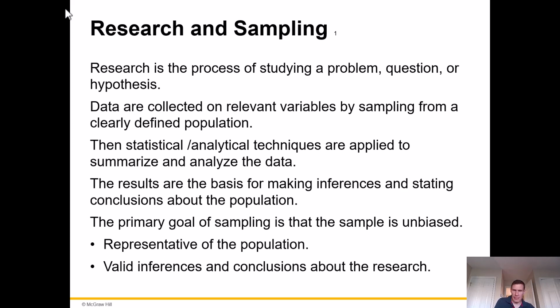The primary goal of sampling is that the sample is unbiased, right? When I say unbiased, it's completely randomized. There's no favoritism: every person or data point in the sample has an equal probability, if you will, of being picked out. The primary goal of sampling is that it should be representative of the population. Otherwise, the sample isn't really going to help you, right? And it should help you to draw valid inferences and conclusions about the research.